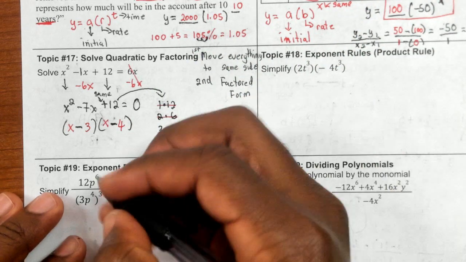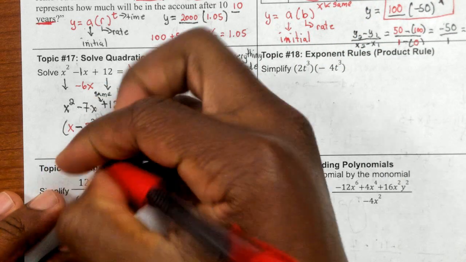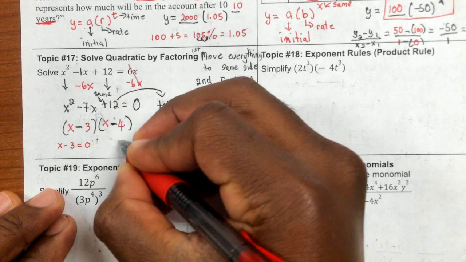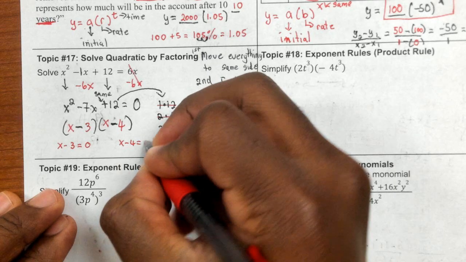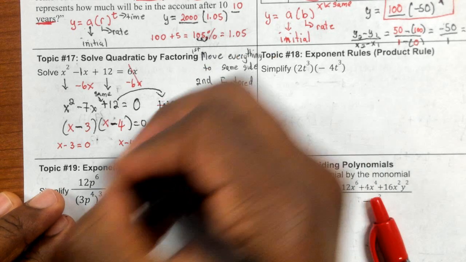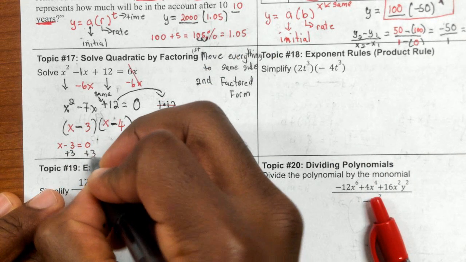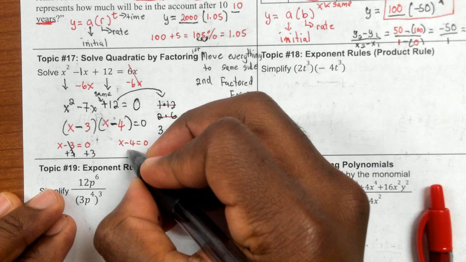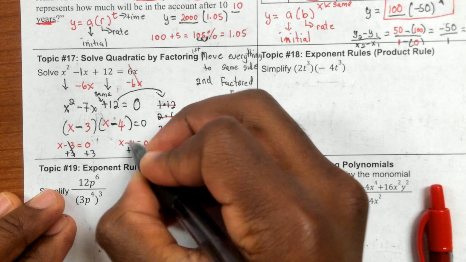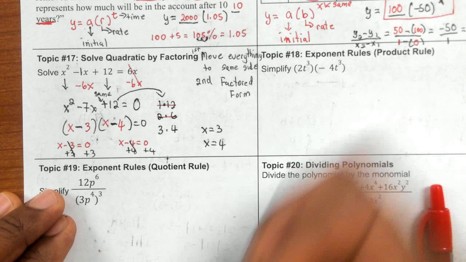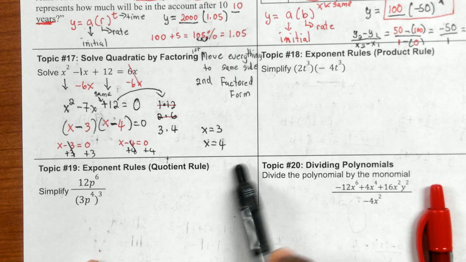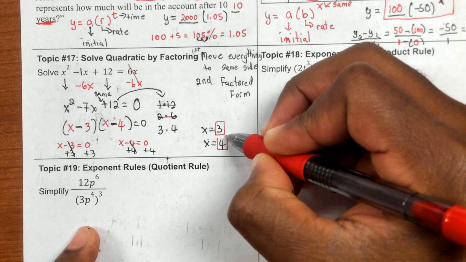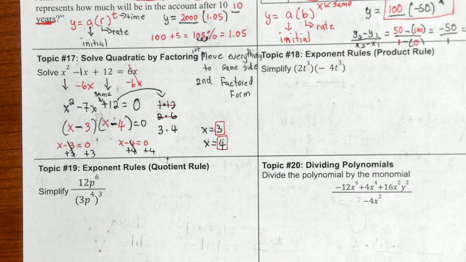All right. So all you got to do now, guys, to solve is just set each of these equal to 0. So x minus 3 equals 0. x minus 4 equals 0. Okay. So then I would add 3. So my x is equal to 3. Here I would add 4. So your x is equal to 4. All right. So those are your 2 answers, your 2 values of x. So here you'll have 2 answers almost all the time.